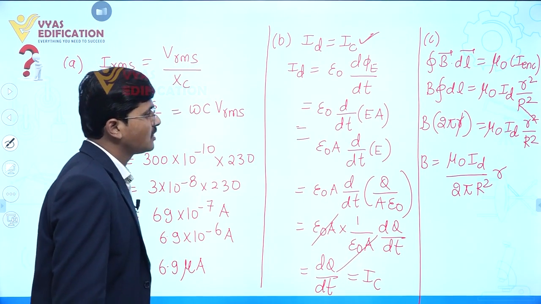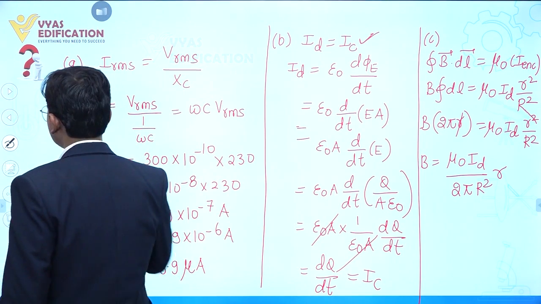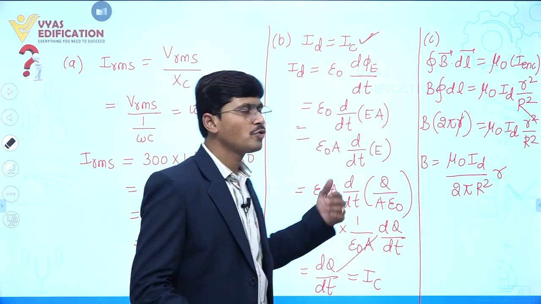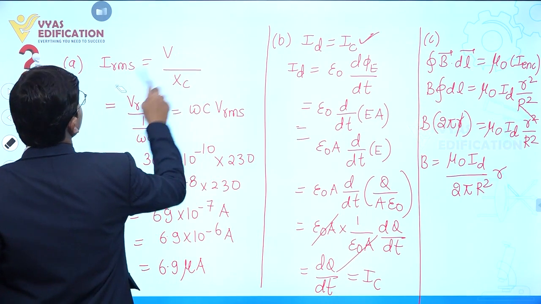Now we can find this value. We are putting in all the values: mu naught, id, 2 pi, R square and small r. Clear? So now concentrate.